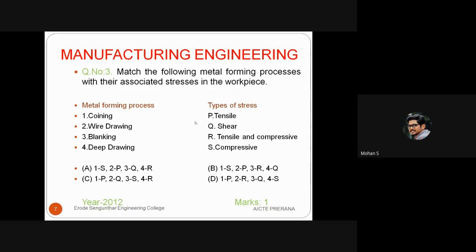And finally, we are going to the fourth option. Coining is paired with tensile stress. Then wire drawing is paired with tensile and compressive stress. Next, blanking is compared with shear stress, and finally deep drawing is paired with compressive stress. Okay. So let us see what is the correct option.